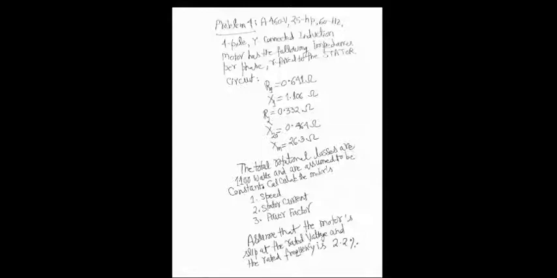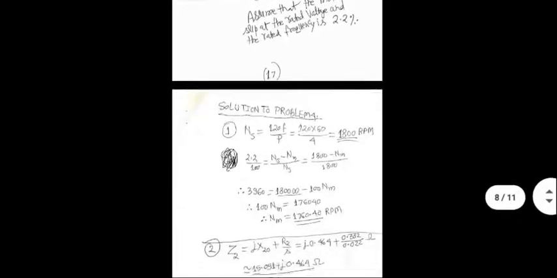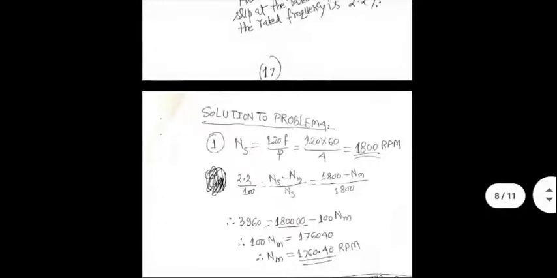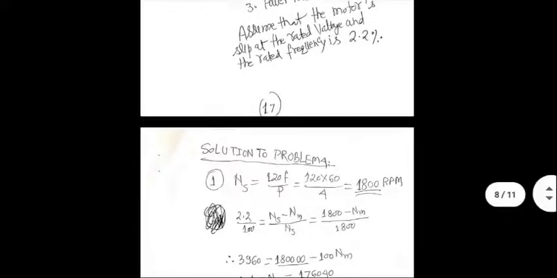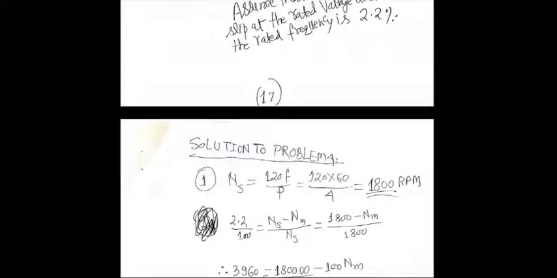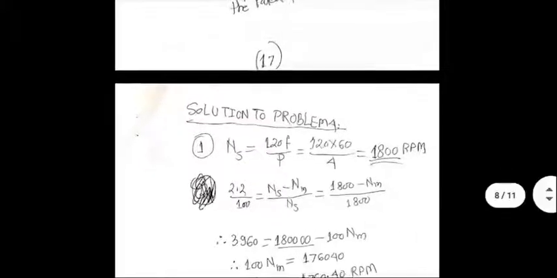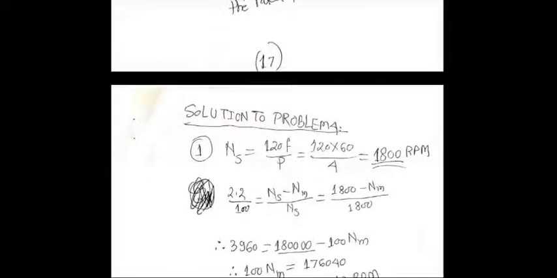Long problem and long solution. Frequency, synchronous speed is the easiest to figure out. I'm using F instead of F1 because now everything is referred to stator, so I don't have to distinguish between the two frequencies. 120 F by P gives me 1800 RPM.